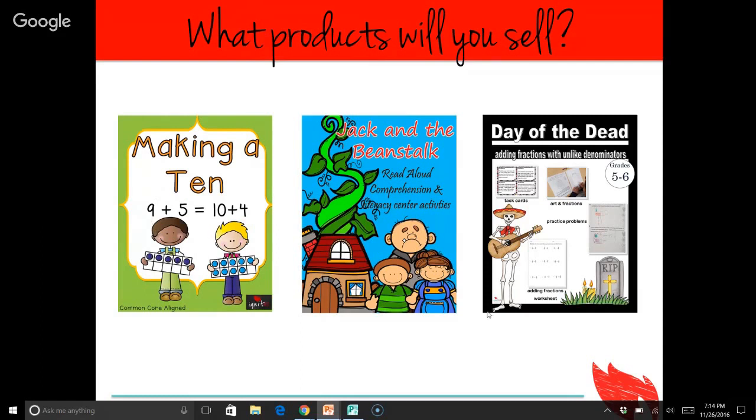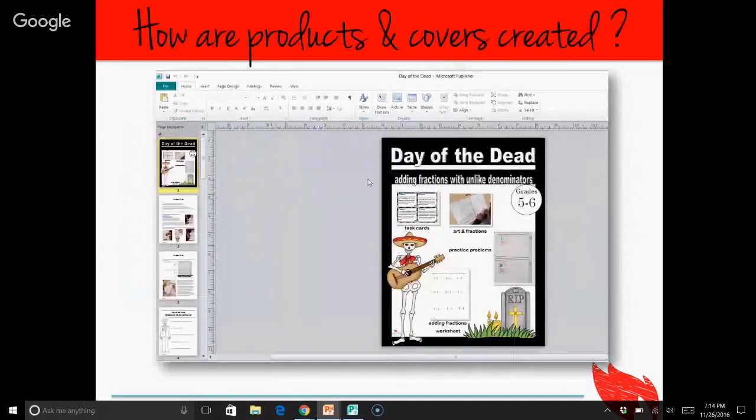So these are some of the products that I sell based on the need. Some of your products will sell well, some of them don't sell well, like Jack and the Beanstalk. It's not great. I've sold some of them, but it's out there for teachers who need it. So this is a huge question that I get often: how are the products and covers created?